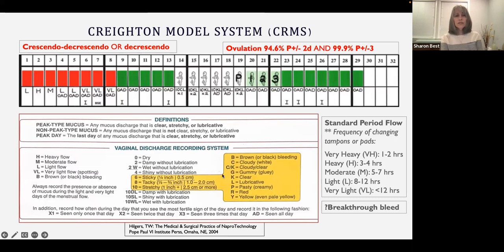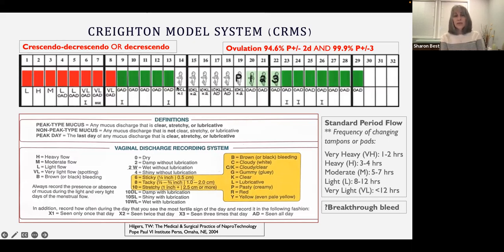We will be looking for something called breakthrough bleeds. Women who are having anovulatory cycles, or cycles where they're not ovulating, oftentimes think they're having periods, but they're breakthrough bleeds. And the breakthrough bleed will not have a pattern like this. It can look something like light, moderate, light, light and brown, light, moderate. So it won't have that classic pattern.